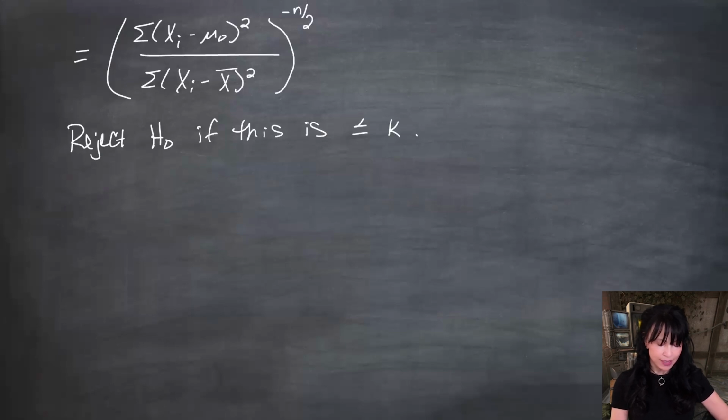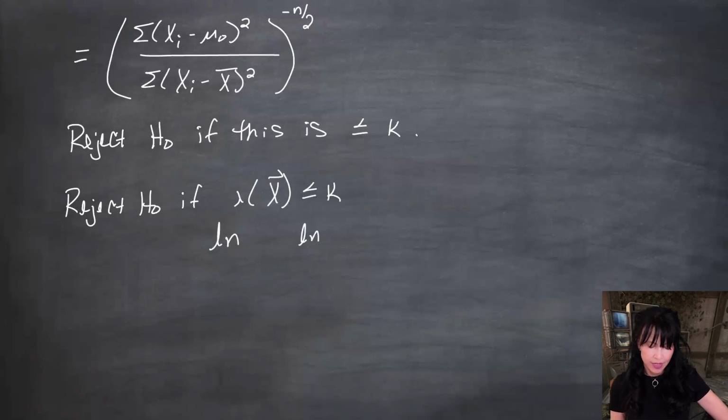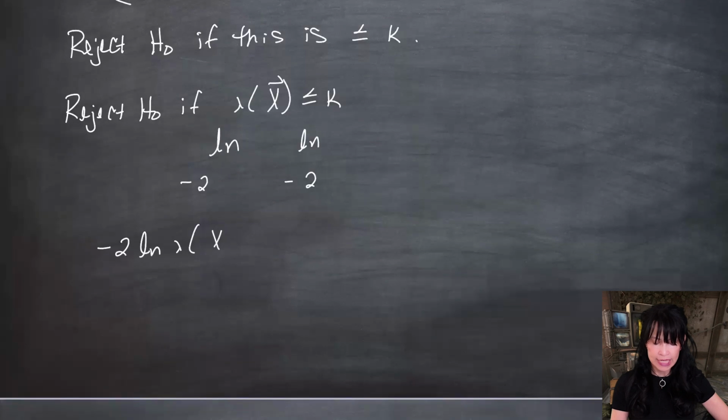We're going to reject the null hypothesis. I'm going to write this again. So we're going to reject the null hypothesis if lambda of x, or GLR, is less than or equal to k. But let's take the log on both sides, which is not going to flip the inequality. And let's take -2 on both sides, which is going to flip the inequality. So we'll end up with -2 log the generalized likelihood ratio greater than or equal to a new constant k1, which is -2 times the log of k.